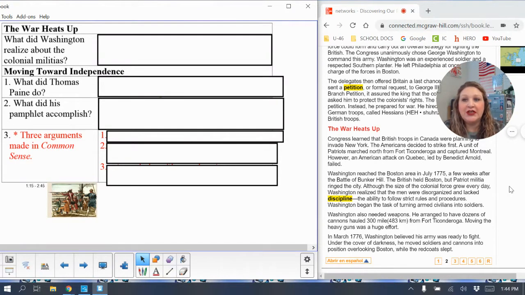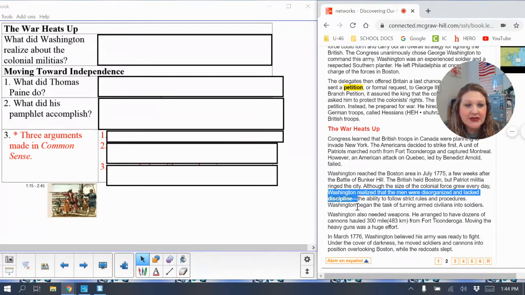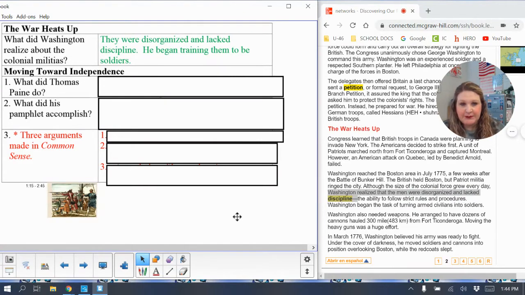So, Washington, what did he realize about militias? It tells us here, Washington realized the men were disorganized and they lacked discipline. And so for that reason, he decided that he would train them because it wasn't a lost cause. They could be trained. I don't want to say this too flippantly, but anybody could become a soldier. You just have to have the right training. Just because they weren't disciplined and organized didn't mean that they could not become that. So Washington said, this is what we're going to do. We're going to try to make our militia stronger by training them.